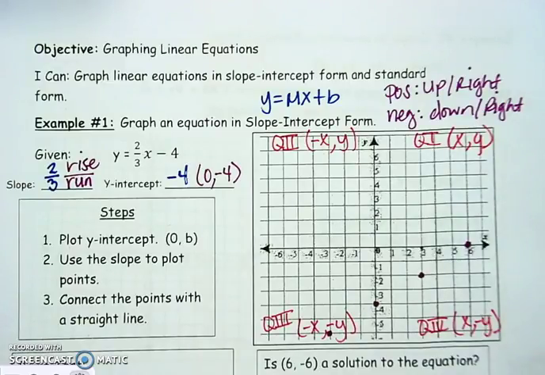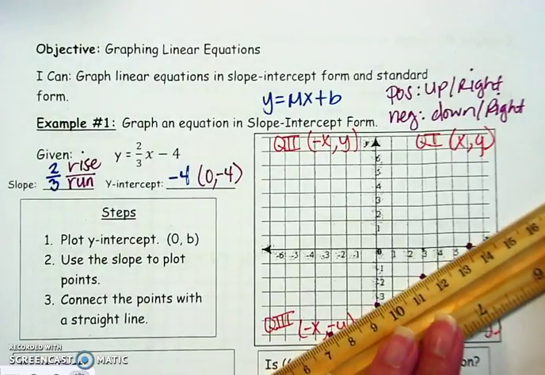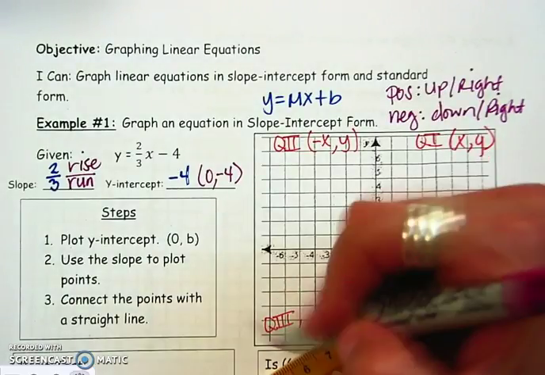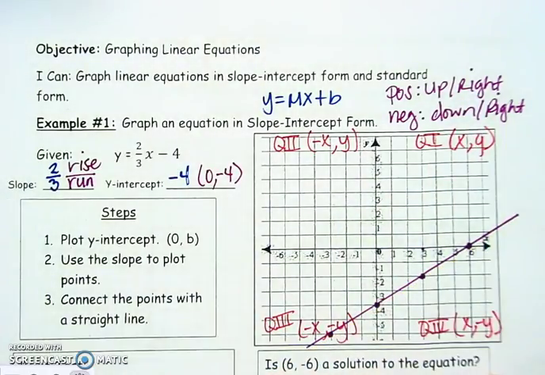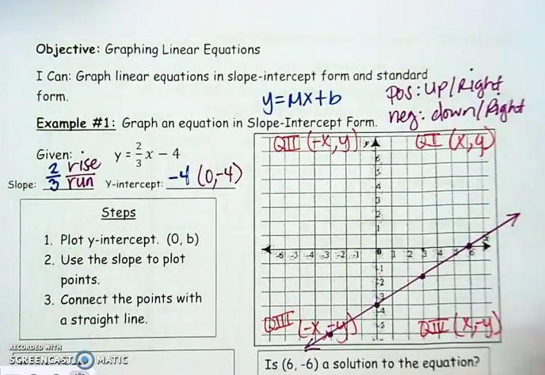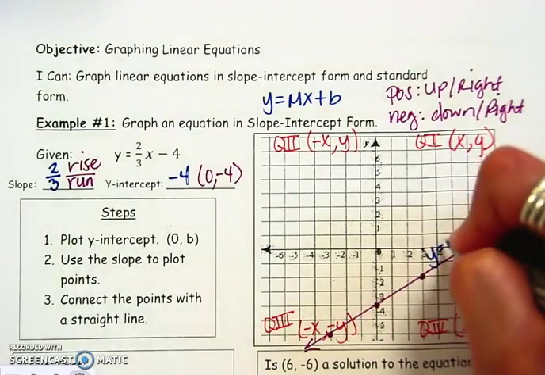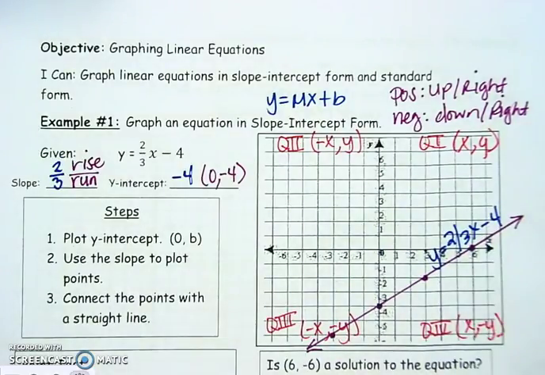Our last step simply says to connect the points with a straight line. So here I'm going to connect the dots. Please keep in mind when you draw your lines that you want to extend them all the way to the edge of your graph and then put arrows on both ends. Lastly, you want to write the equation of the line on the line. So we have y = 2/3 x - 4. And this is example 1.